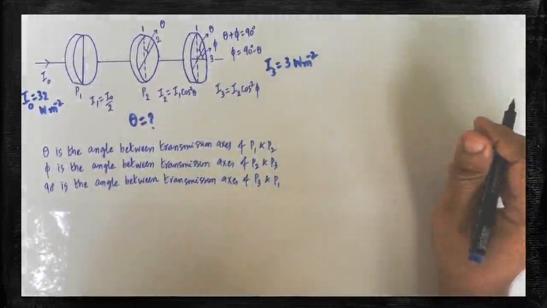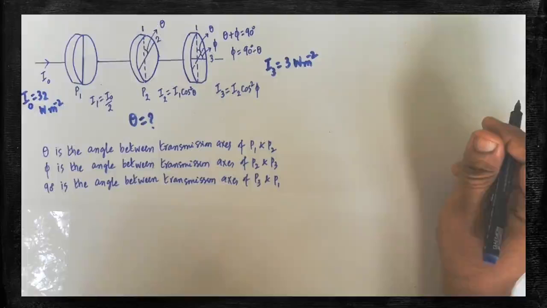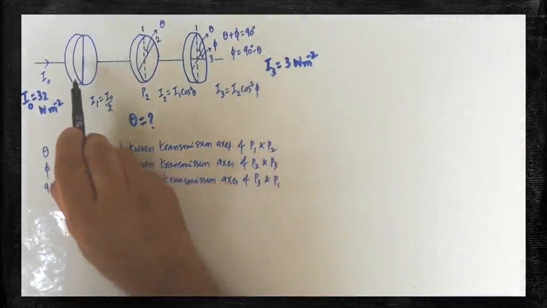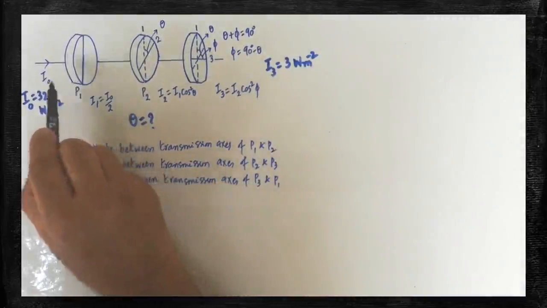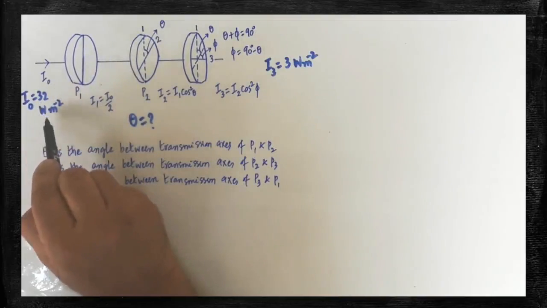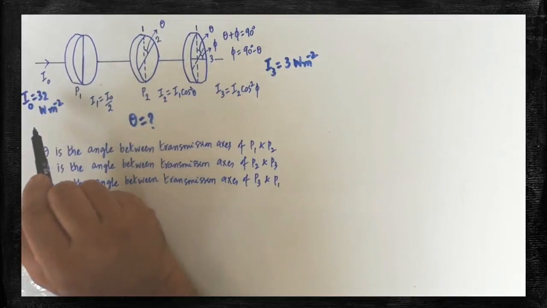Now we are going to solve the seventh problem in chapter 7. Look at here. This is the first Polaroid. Through the first Polaroid, I naught, the initial intensity of the incident light, is 32 watt meter power of minus 2.